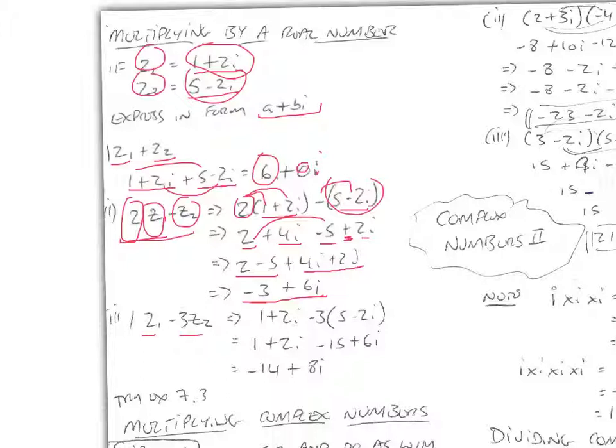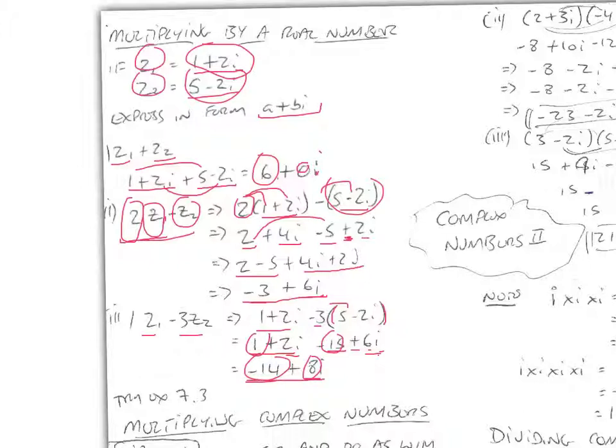Let's look at trying to find out what z1 minus 3 times z2 is. Okay, so z1 is 1 plus 2i minus 3 times the complex number z2, which is 5 minus 2i. So it's 1 plus 2i, minus 3 by 5 is minus 15, minus 3 by minus 2i is plus 6i. Okay, and then we gather our like terms. 1 minus 15 is minus 14, that's the real part sorted of the complex number, and 2i plus 6i is plus 8i, and that's the imaginary part sorted. So the answer is minus 14 plus 8i.